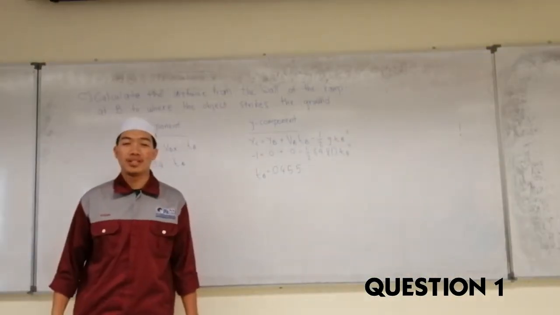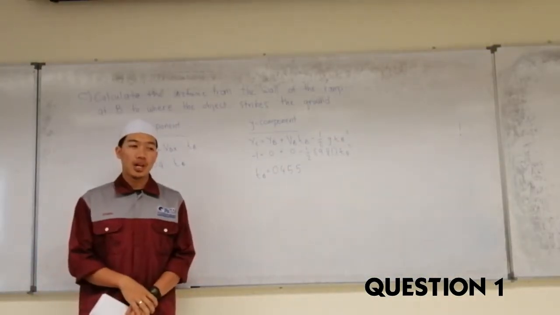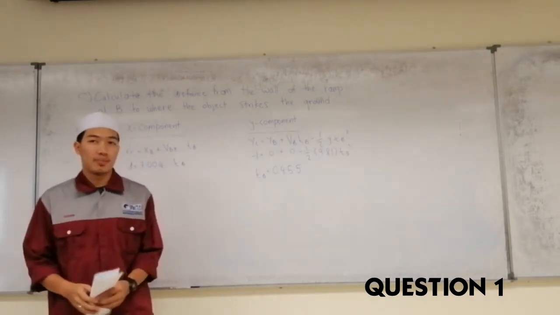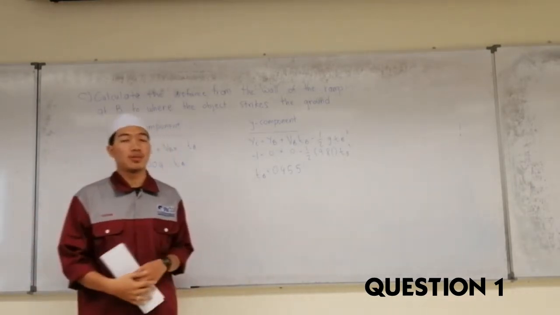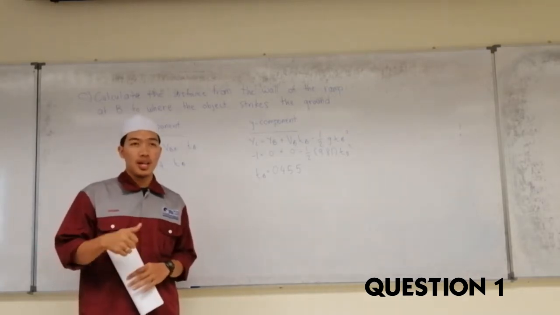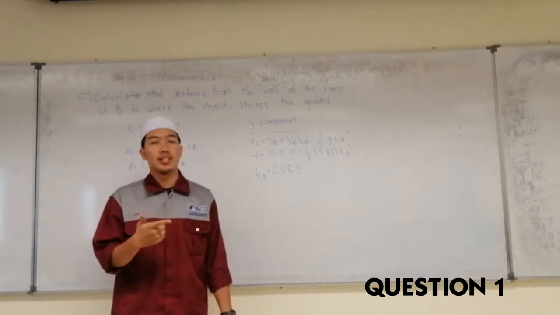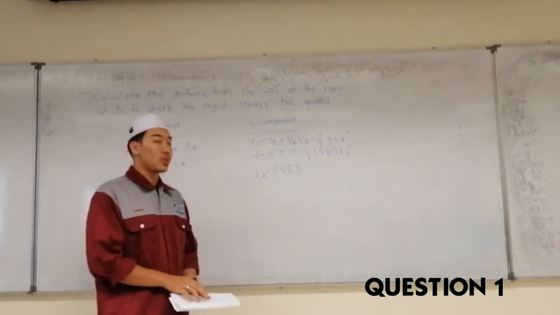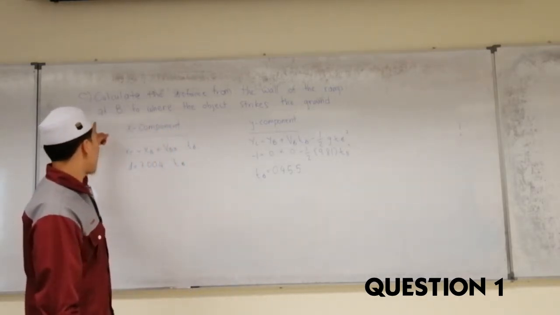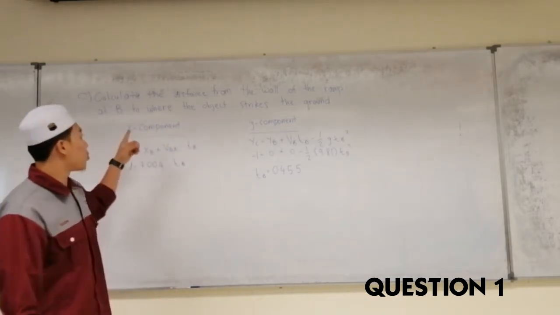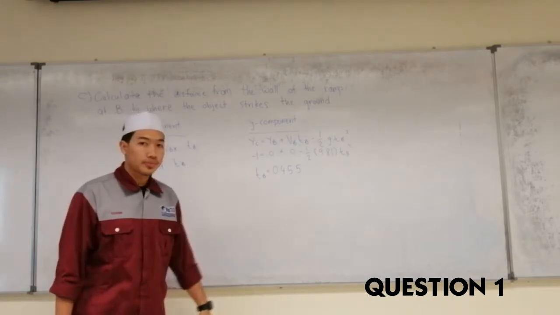My name is Ahmad Isudin Abdul Razak. So I will continue with our discussion for this question. Before this, my friend just discussed question 1: A is the sketch of the FBD, B is to calculate the speed. So question C is to calculate the distance from the wall of the ramp at B to where the object strikes the ground.